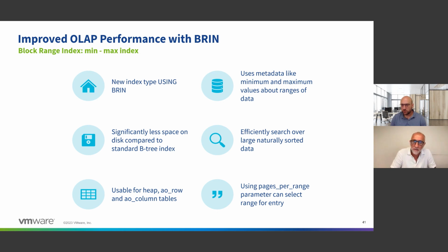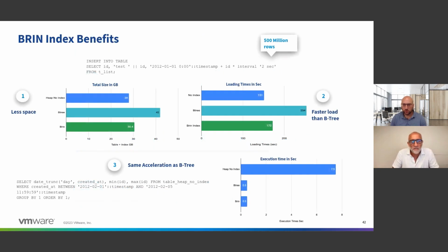We can see the next slide where we try to summarize the benefits. We did a very small test on 4 small VMs, 500 million rows. On the top left, you can see that if you compare with no index and when you are creating the table with the block range index, the impact is very minimal regarding the space. I think this is very important because B-tree can take a lot of space. If you look at loading, the impact is also minimal compared to B-tree.